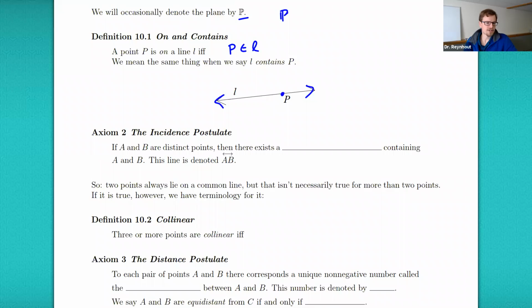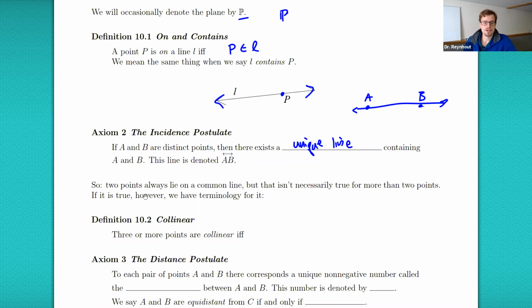All right, the incidence postulate. If A and B are two distinct points, then there exists a unique line containing A and B. And we can draw that line like this, and it is the line AB. Notice the arrows here, right? So the line goes on infinitely in each direction. We have arrowheads on the line above AB.